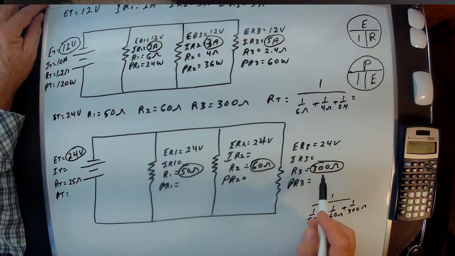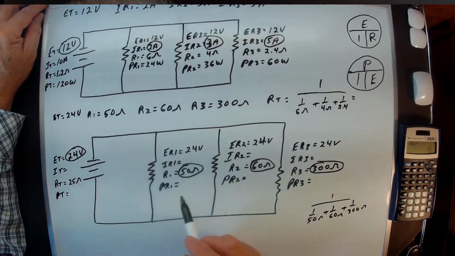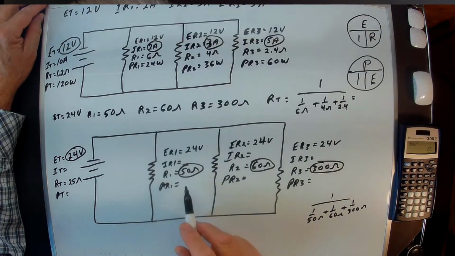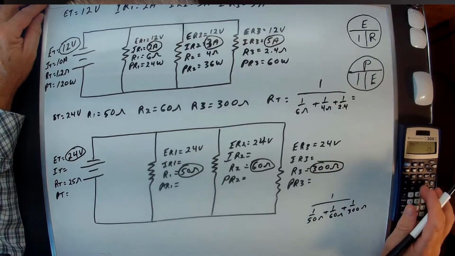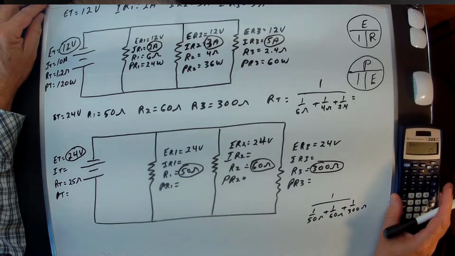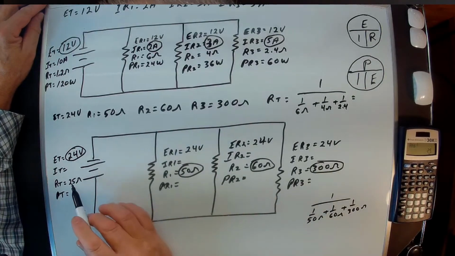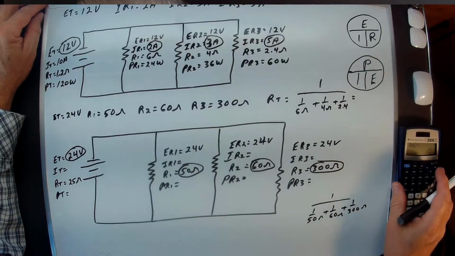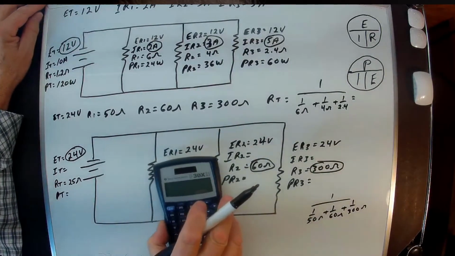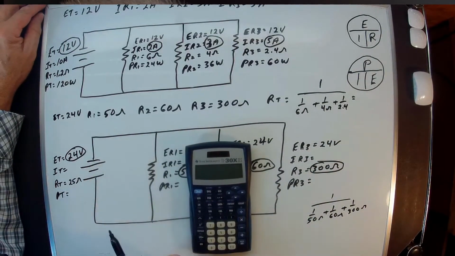If they were all 50 ohms, you could do 50 divided by 3, and that would be the answer. But since they're all different, this is by far, in my opinion, the easiest way, especially with a decent calculator like that. So 25 ohms. Now we can solve this whole problem, and we can just start right here. This is as good a place as any, and we'll double check ourselves as we go.